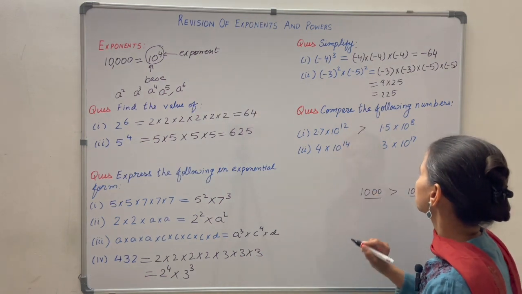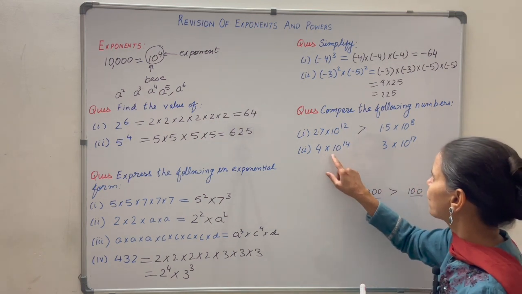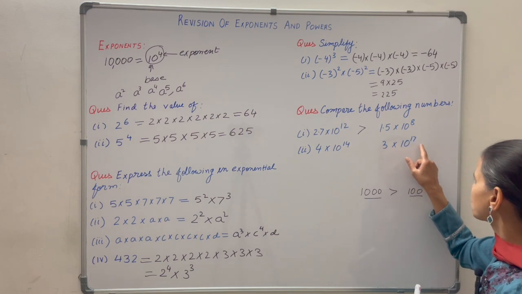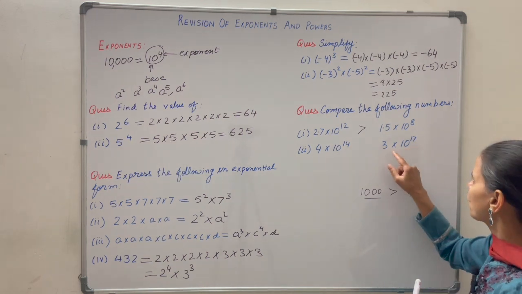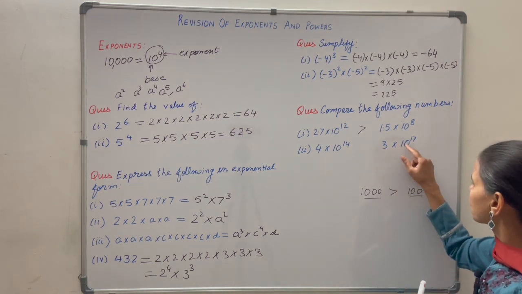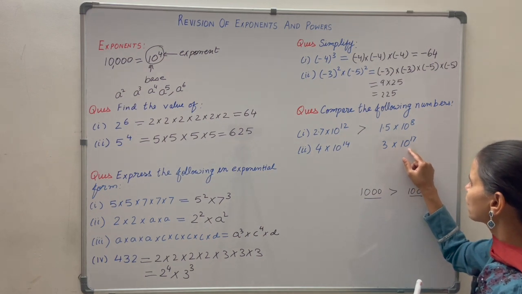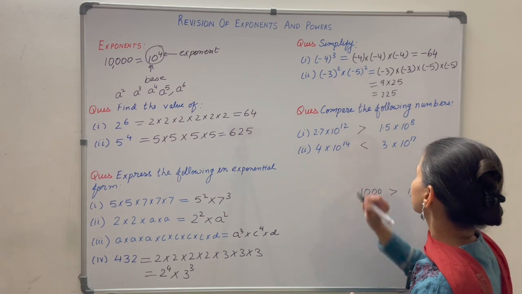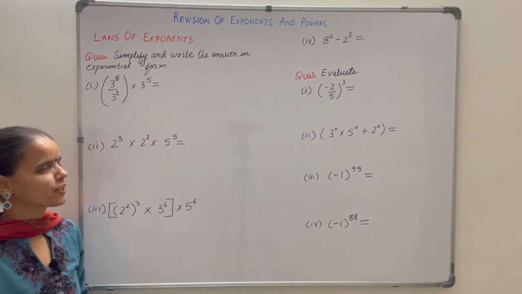So this is greater. Similarly here, 4 into 10 raised to the power 14 and the second number is 3 into 10 raised to the power 17. So this one is the greater number because here it has got 17 zeros and this has got 14 zeros. So this is greater. Laws of exponents.